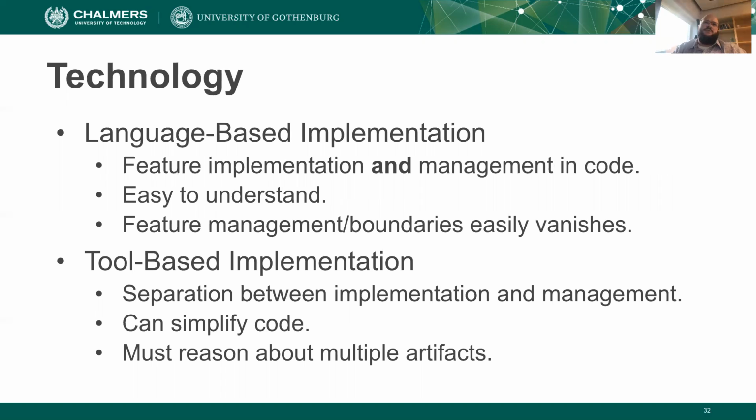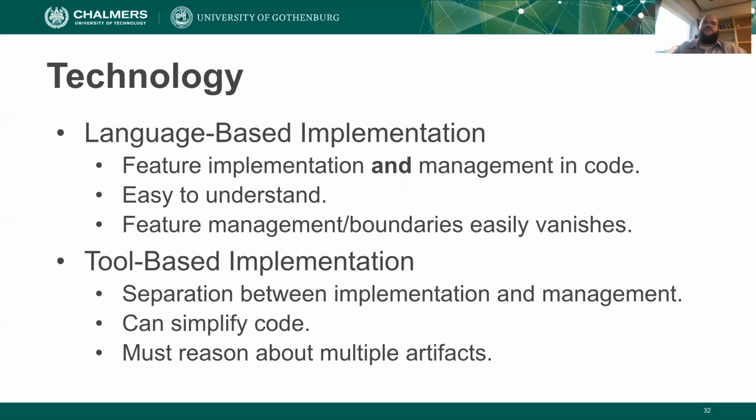In a language-based approach, both the implementation of the features as well as the feature and variability management itself are located in the source code. That makes it easy for developers and analysis tools to understand and reason about the product line and its implementation on the whole. But depending on the implementation approach, feature boundaries and feature management tend to vanish a little bit in the code. For example, you might have to find a particular if statement somewhere in the code that determines which class gets called, right?